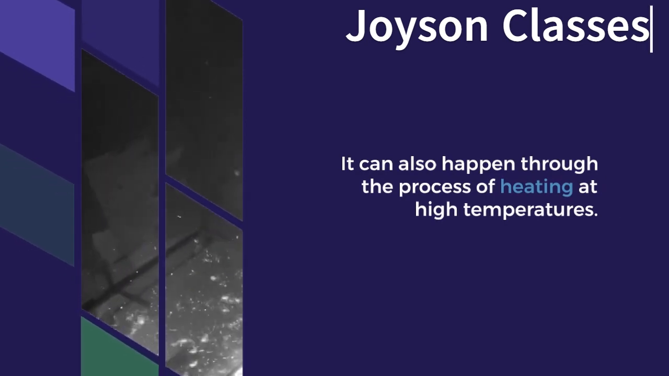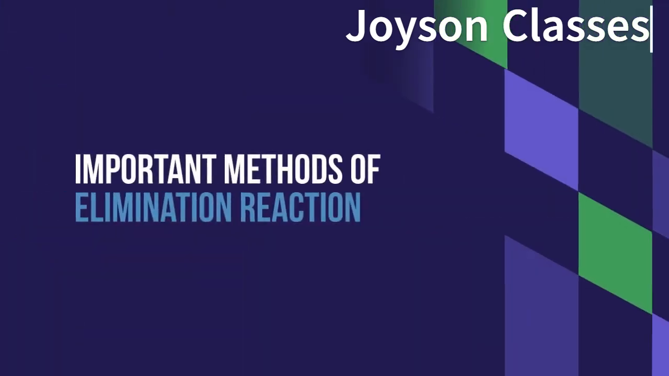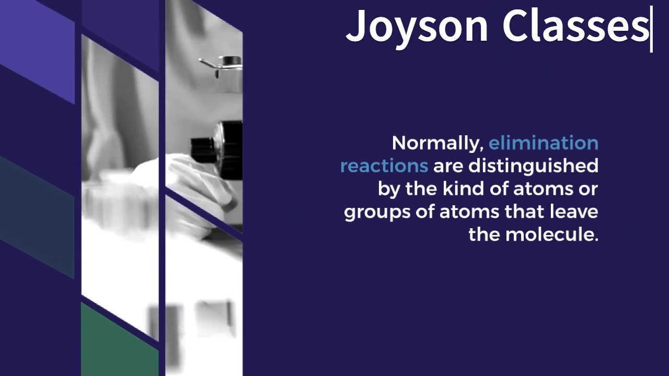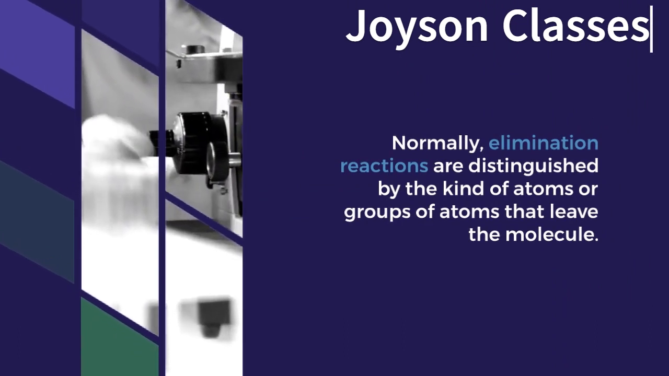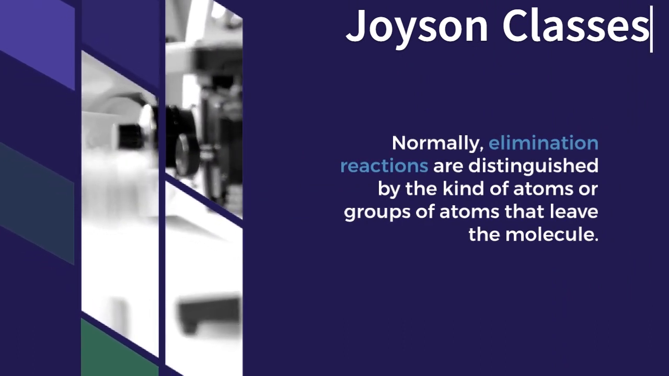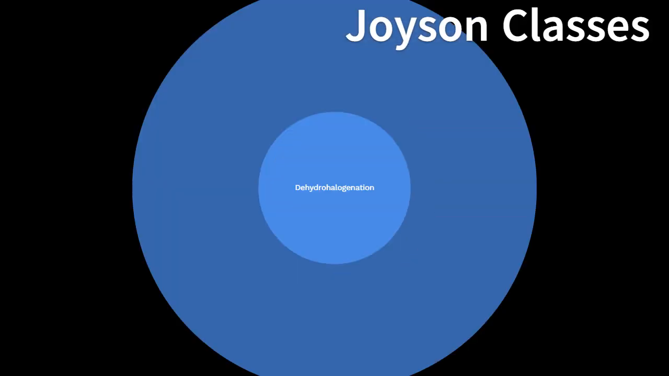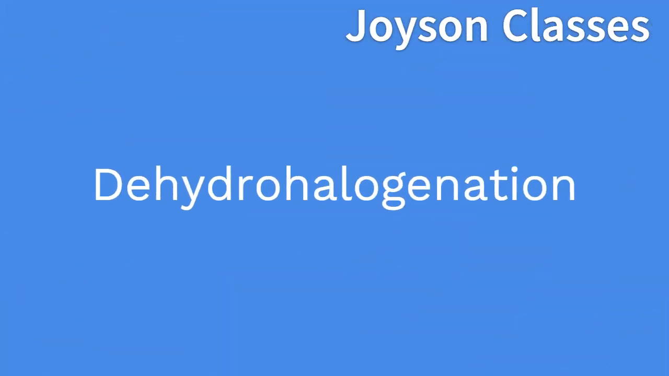Important methods of elimination reaction. Normally, elimination reactions are distinguished by the kind of atoms or groups of atoms that leave the molecule. Due to this, there are two main methods involved in this type of reaction. 1. Dehydrohalogenation.